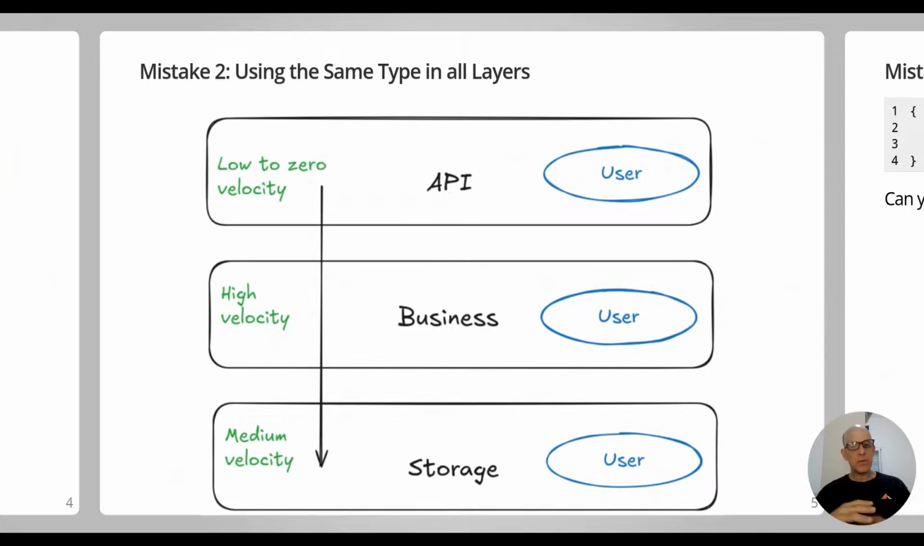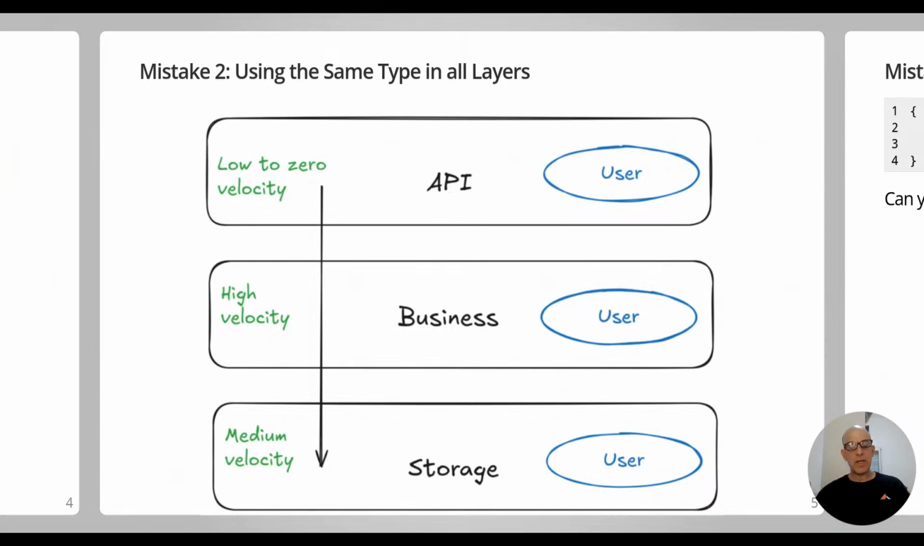The business layer is the one that has the highest development velocity. You add rules, you add features, you add other things. So this is going to change. And data structures are going to change much faster in the business layer versus the API layer. And finally, we have the storage layer. I would say this is a medium velocity. Most of the time, it's pretty stable, but we add a column to a table, or maybe add a field to something else. So this is a different velocity.